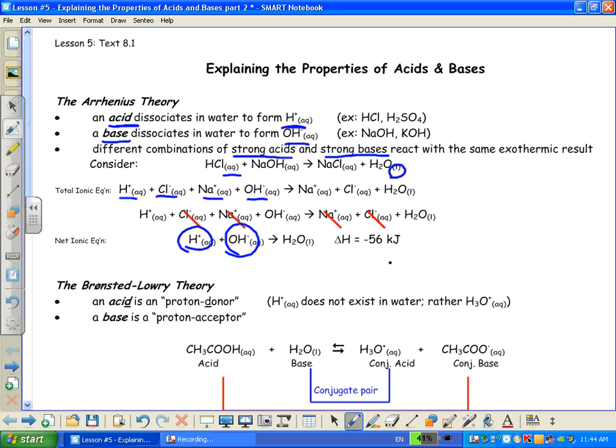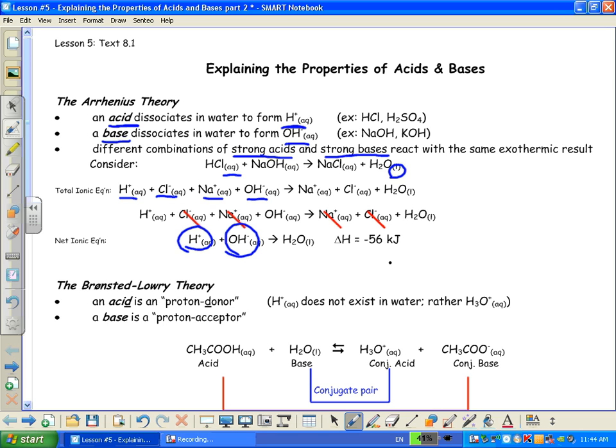No matter what, if you mix a strong acid and a strong base, the reaction taking place is the production of water. Everything else is just floating around as ions and no reaction is taking place with those ones. However, the hydrogen is linking up with those free hydroxide ions and creating water. This is an exothermic reaction that releases 56 kilojoules of heat.